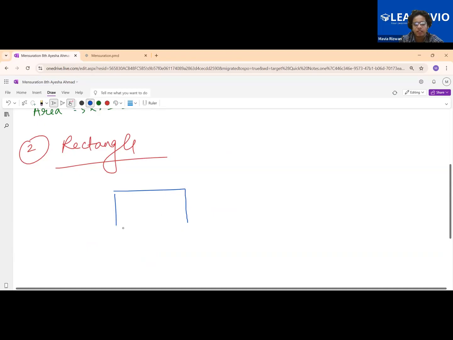Okay, so in a rectangle there are two sides. This is length, so this would also be length. If this is breadth, then this would also be breadth. Okay, so we know the area of a rectangle.